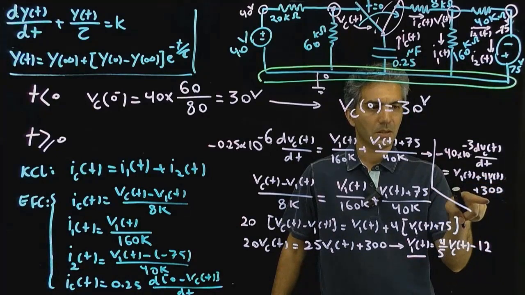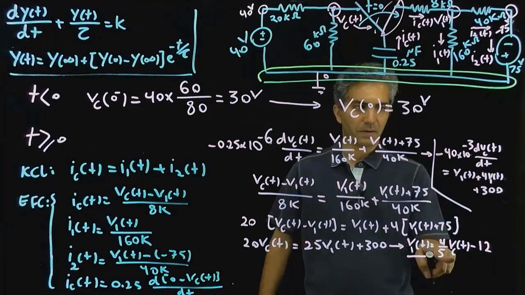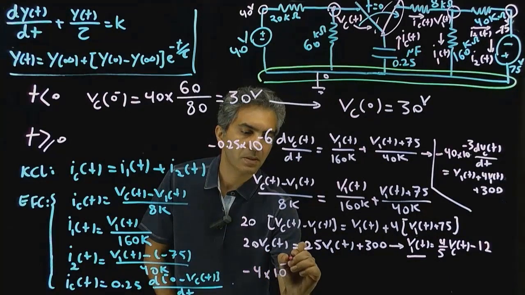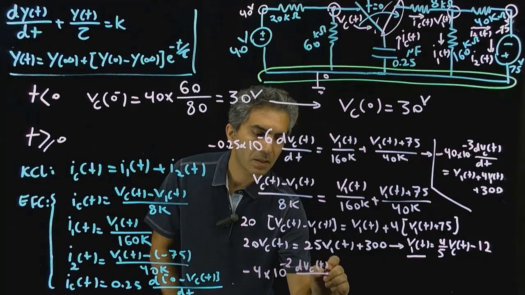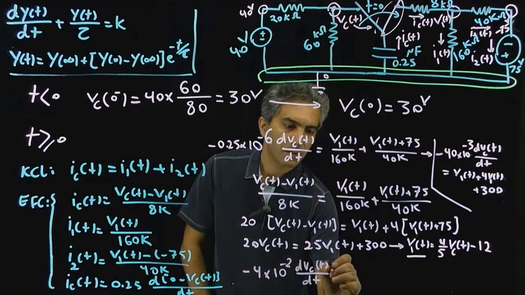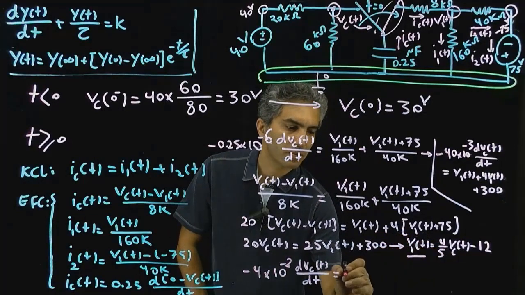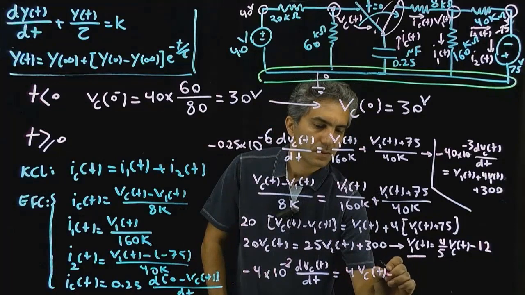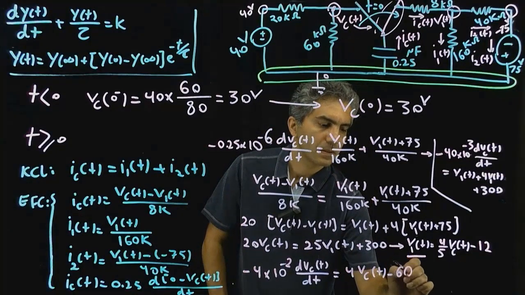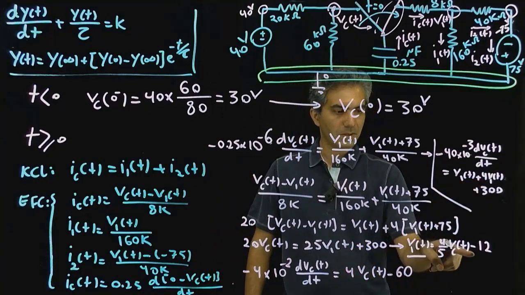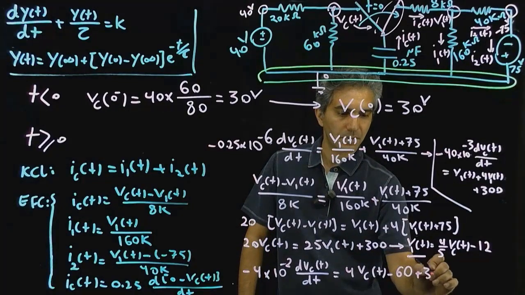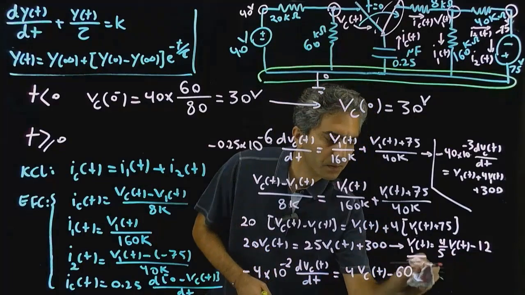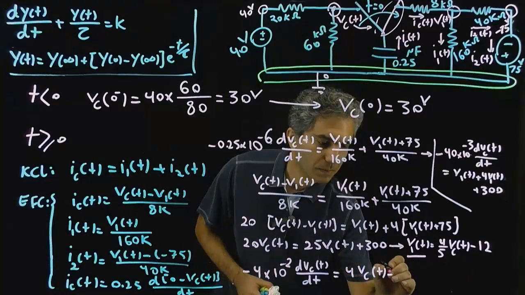And now I have 5V1t plus 300, so that multiplied by 5. So the final answer would be 4 times 10 to the minus 2 dVct/dt is equal to, now 5 times this, that would be 4 Vct minus 60, 5 times this, plus 300. Which that is 240. This is plus 240.